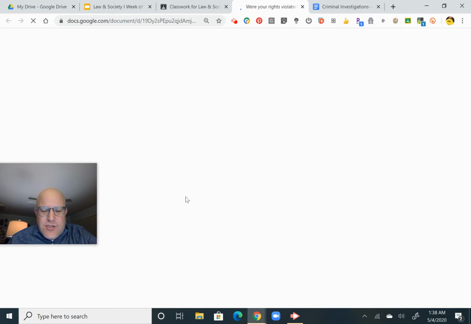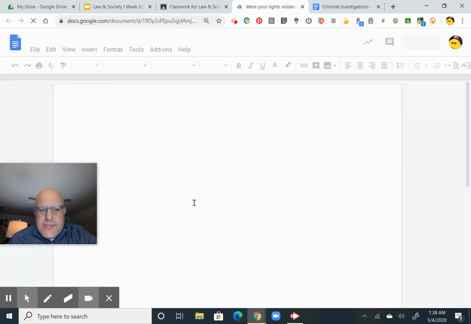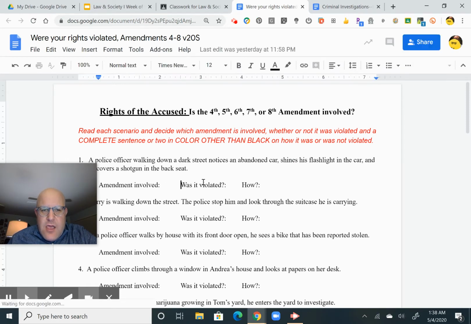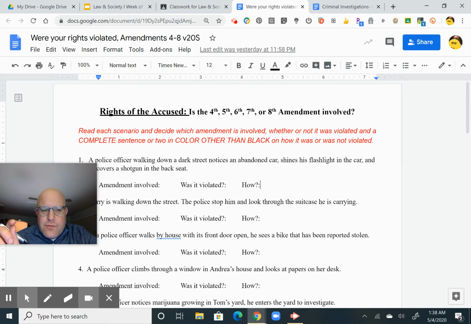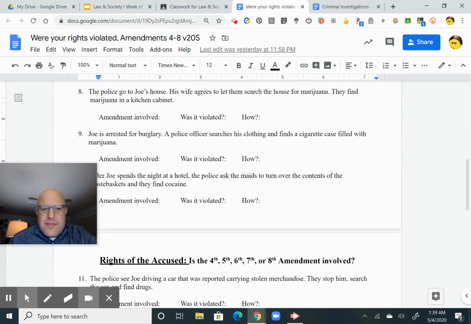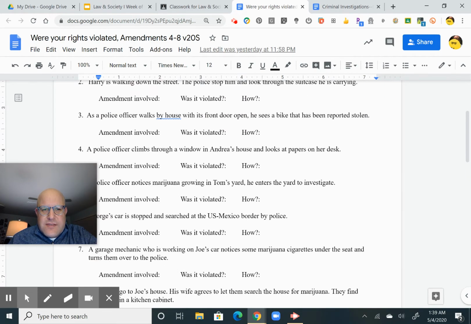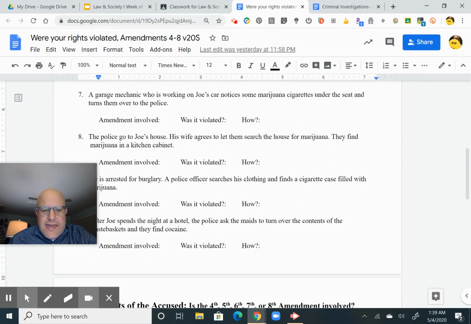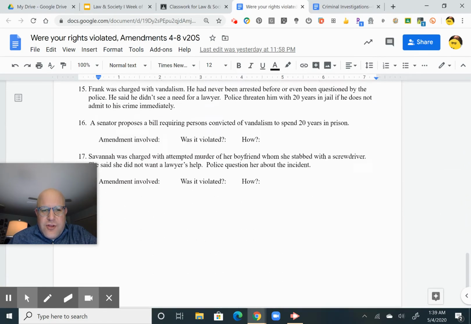Here is the assignment: were your rights violated? You're going to look at each scenario and ask what the amendment is, and whether it was or was not violated, yes or no. Then you need a complete sentence or 2 on how or why it was or was not violated. Most of these are 4th, some 5th, a couple 6th, a few 8th. I went through them, pared them down, and hopefully renumbered them. I'll double check that as I'm going through here. But these aren't due till Thursday.